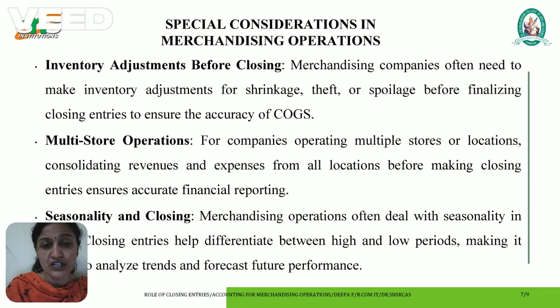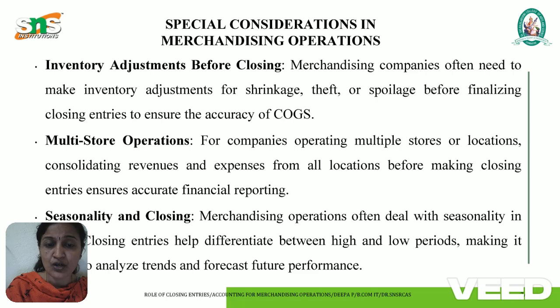Merchandising operations often deal with seasonality. Closing entries help differentiate between high and low periods, making it easier to analyze trends and forecast future performance. Next one is revenue and expense accounts. Show before and after snapshots of revenue and expense accounts to demonstrate how they go from holding balances to zero after the closing entries. Example of retained earnings: show a simplified balance sheet where retained earnings are updated after the closing entries have transferred the net income or loss.